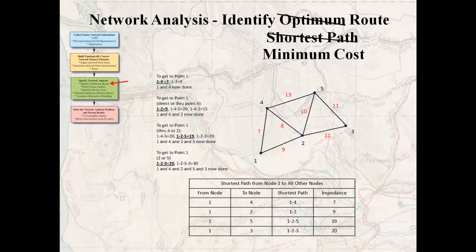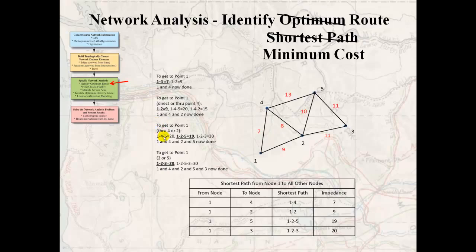Okay, now I want to try to get to point 1. I can still go through point 2, or I can go through point 4 and go to point 1. So I can go from 1 to 2. That's going to be 9 units of impedance. I can go from 1 to 4 to 5, and that's going to be 20 units. I can go from 1 to 4 to 2. That's going to be 15 units. The minimum impedance there is 9. So now I know that 1, 2, and 4 are all locked in my network. I know the easiest way to get to 1 from those places.